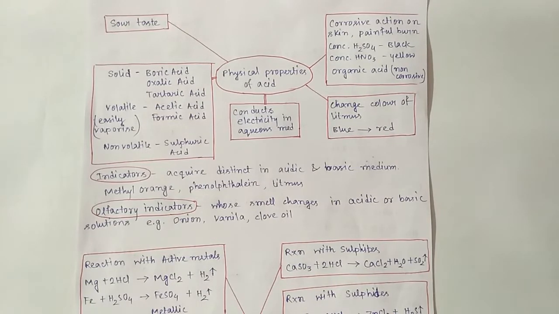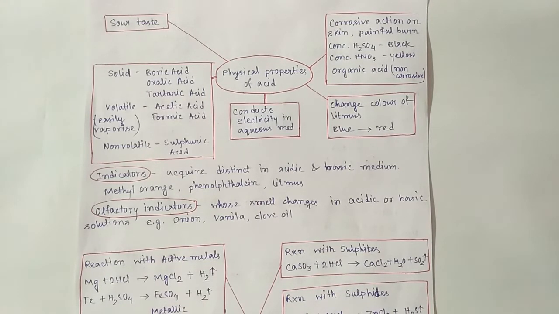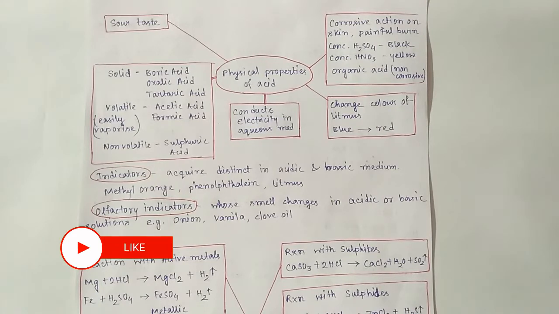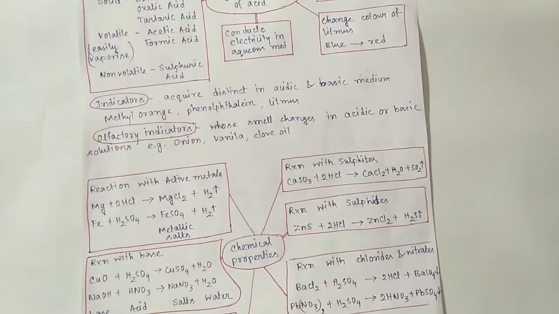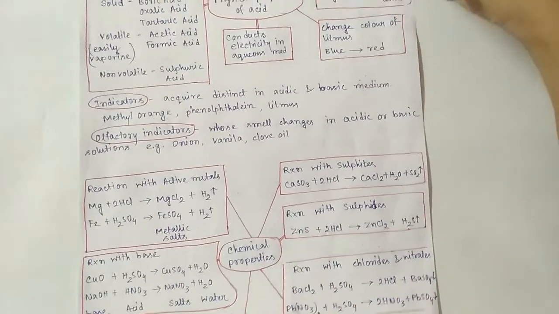Now move on to olfactory indicators. Olfactory indicators are those indicators whose smell changes in acidic or basic solution. For example, your onion, vanilla, clove oil. These three olfactory indicators generally retain their smell in acid medium, but when they are put in basic medium, their smell cannot be detected. Now let's move on to chemical properties of acid.